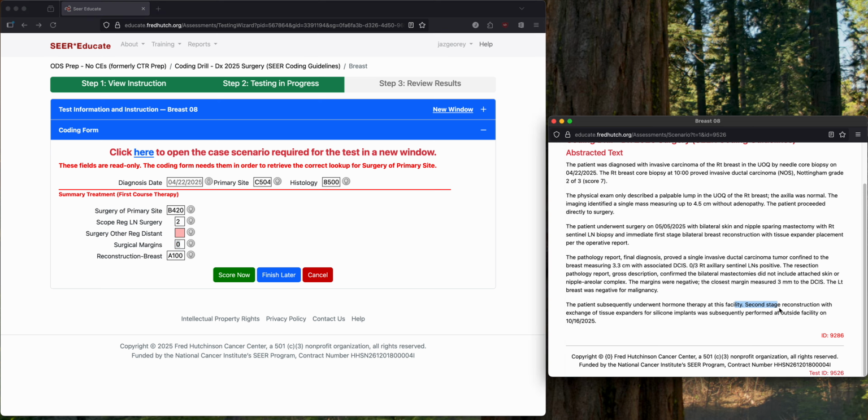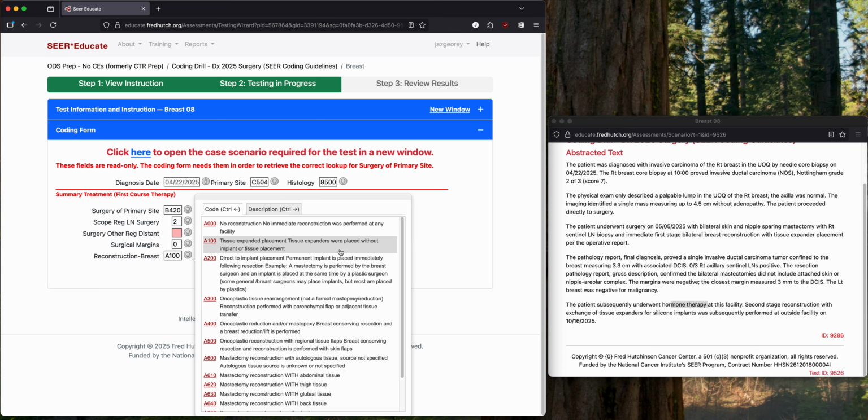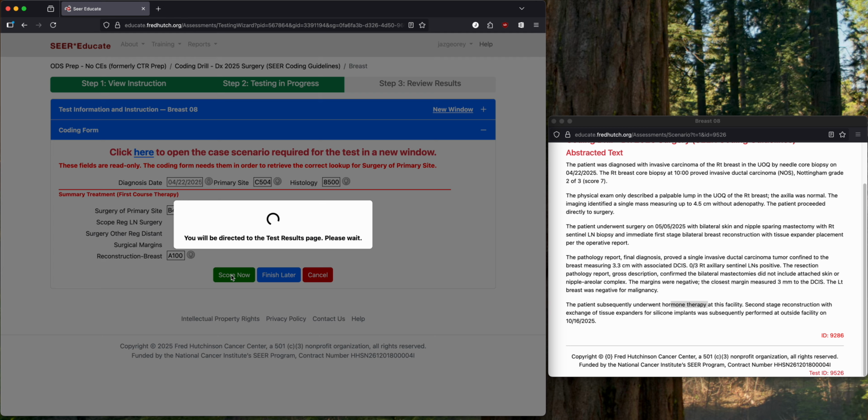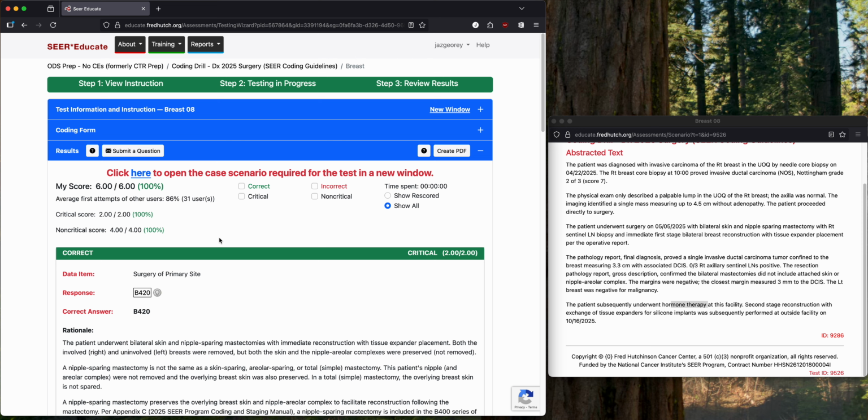Underwent hormone therapy. Second stage reconstruction, exchange of tissue expanders, subsequently performed at an outside facility. Okay, so because it was at an outside facility, it wasn't done in our hospital. So we're going to keep it at the tissue expanders. This one at breast reconstruction. And this one is 0 for now. Cool.